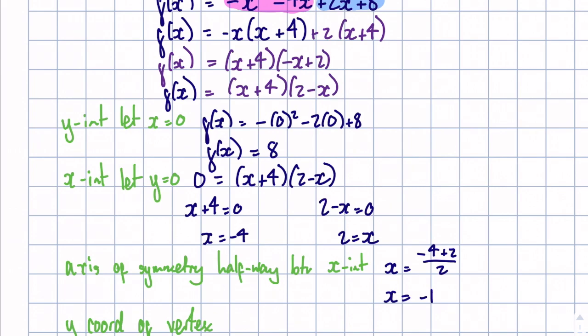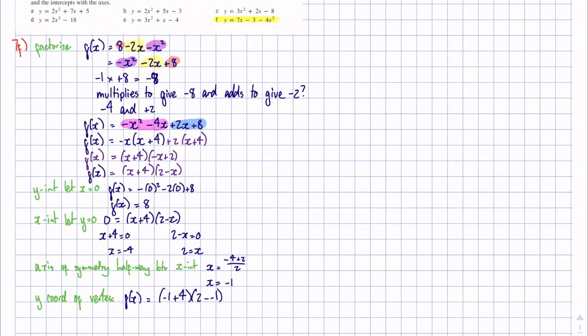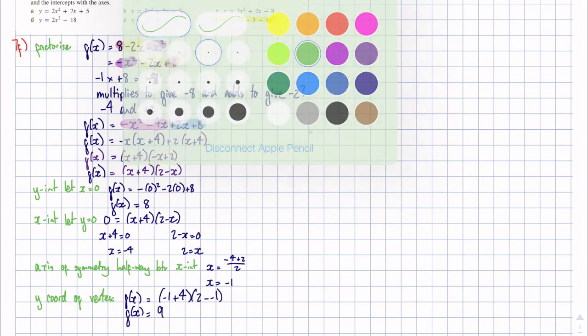Okay. Our y-coordinate of our vertex is, we sub that in. F of x equals negative 1 plus 4. 2 take negative 1. Could have subbed it into the first version of the formula. 8 take 2 times negative 1 take, in brackets, negative 1 squared. I'd like to do it this way because then I have to be less careful with my negatives and less chance of me getting lost. Negative 1 plus 4 is positive 3. 2 take negative 1. Positive 3. 3 times 3 is 9. And now we can sketch.